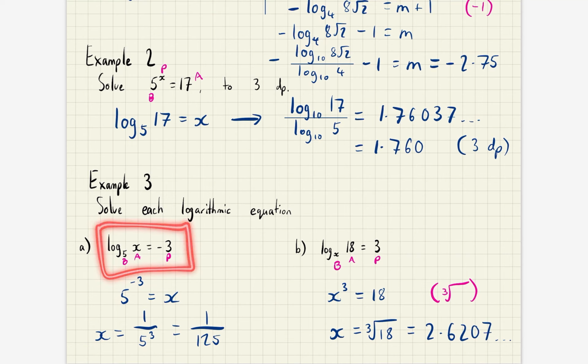Example 3 is the reverse. So we have our log and we need to get it back into exponential form. That's with a power, so that we can find out what x is. And here's 2 versions. We've got one version where we can type it straight into the calculator, essentially, and this one where we have to do further steps, but at least it's workable now.